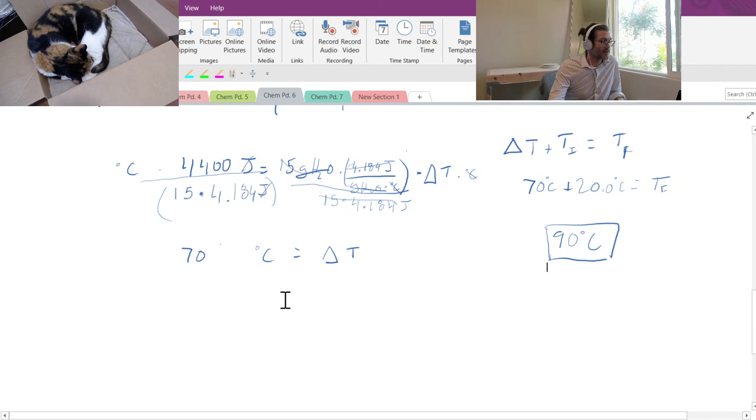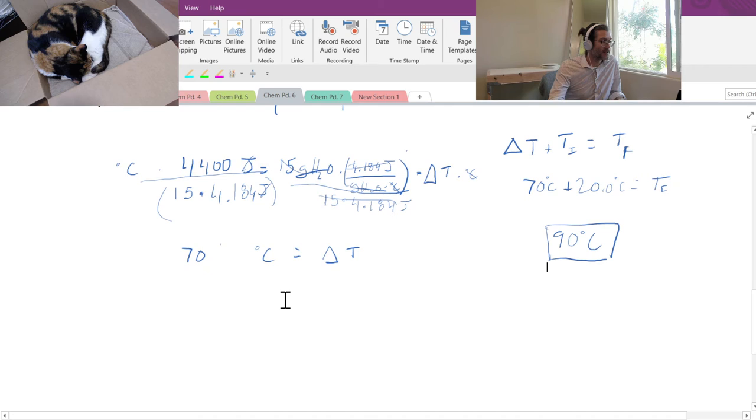My computer is struggling for some reason. Paste. There it is. Okay.